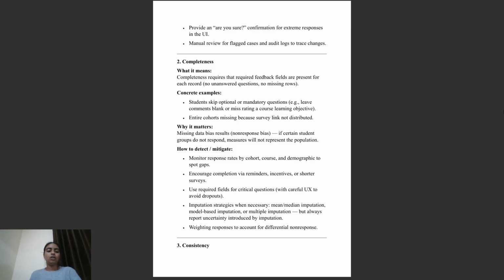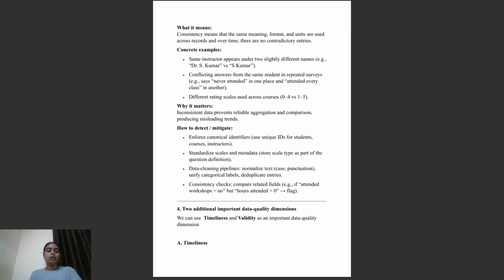So, completeness ensures that the feedback dataset is full and representative. Now, let's discuss the third issue, consistency. Consistency means that data should follow the same format, meaning, and standards across all records and time periods. There should be no contradictory or differently formatted entries. For example, the same instructor's name appears differently, such as Dr. S. Kumar and S. Kumar.